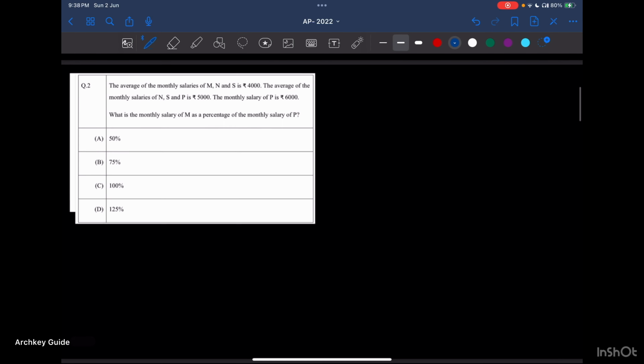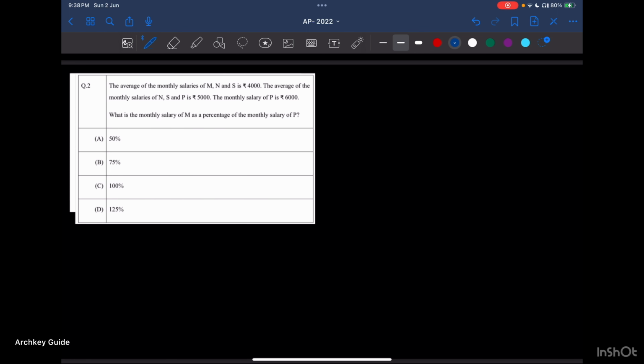Next question. The average. Okay, this is based on average topic. So the average of the monthly salaries of M and S is 4,000. Okay. So what we'll do is as we get the data, we'll start writing so that we understand towards the end of the question what data we have and what we have to find. So that we can map the equation later, कि अब क्या करना है, next क्या निकालना है and everything.